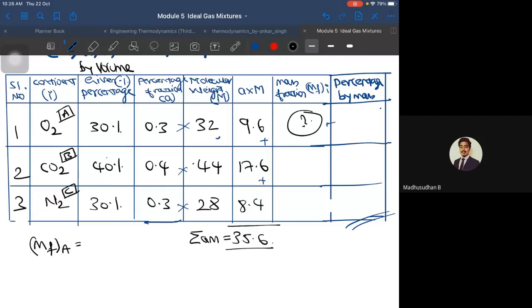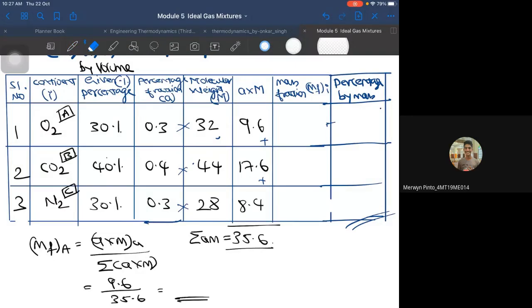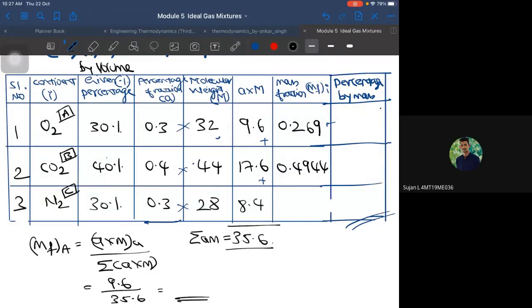It is nothing but A cross M of A divided by the total, which is sigma A cross M, right? So A cross M of A is 9.6 divided by sigma A cross M, which is 35.6. Now give me the mass fraction. 0.269. Similarly, 0.4944. Very good. Mass fraction of C, 0.235. Very good.